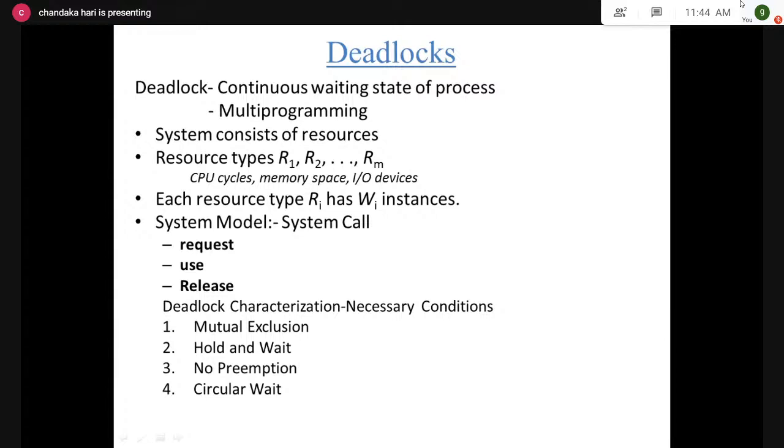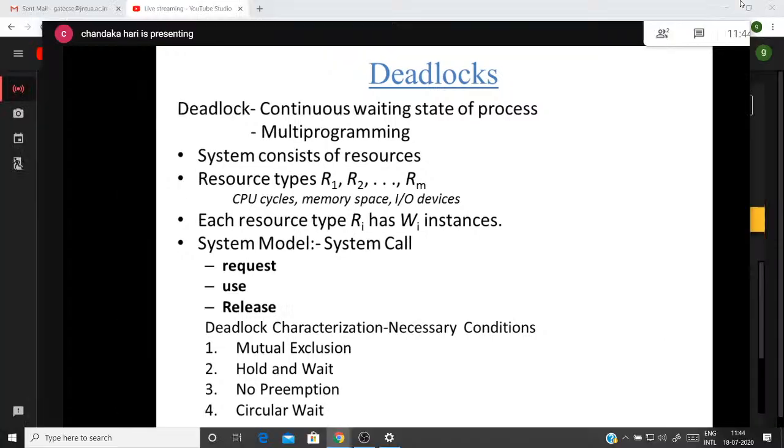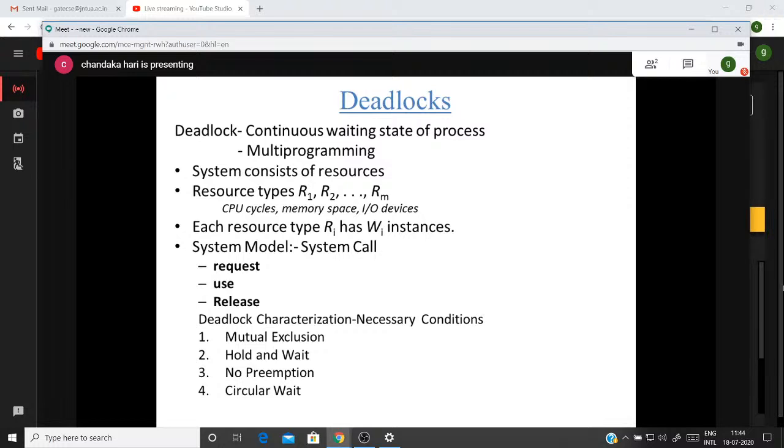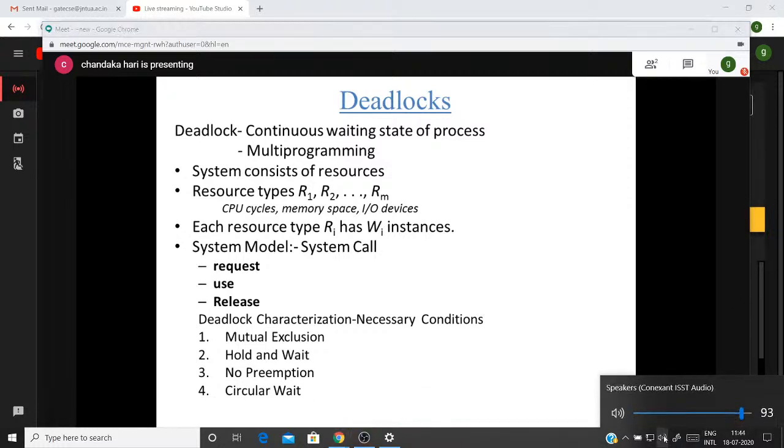And P2, so on up to Pn minus 1, is holding some set of resources and waiting for P0. Then no process is allowed to continue the execution. And this particular situation is going to be called as deadlock.